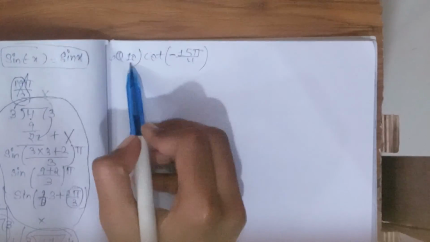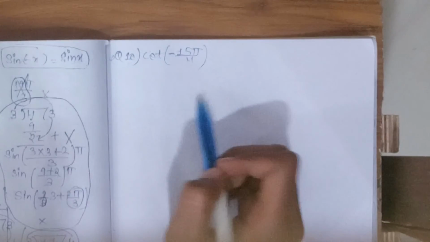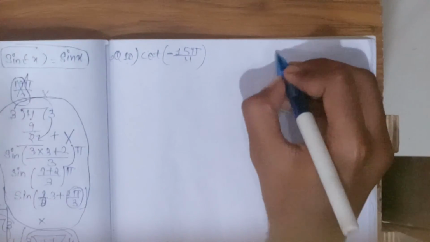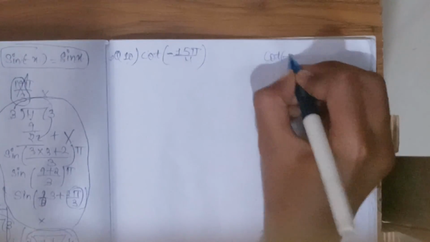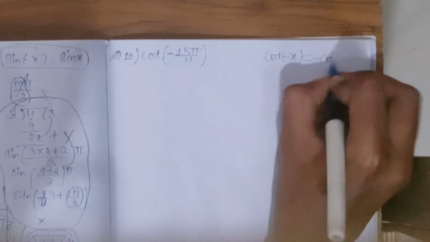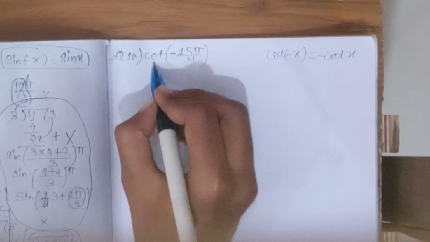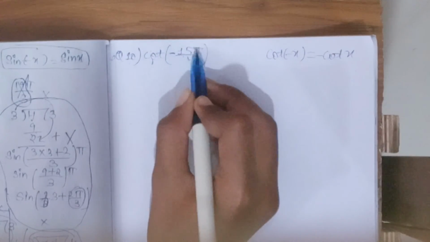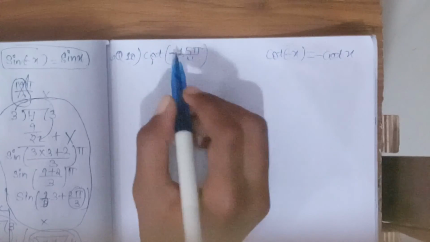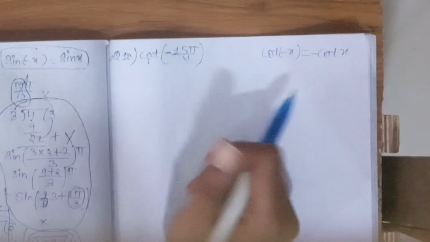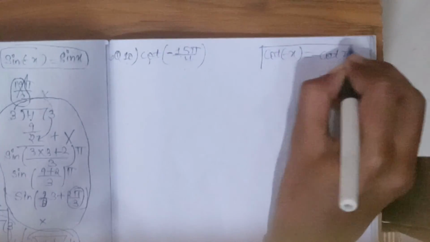So let's start the 10th question, that is cot of minus 15 pi by 4. As I said, one formula in that, cot of minus x is minus cot x. Only sine and secant are positive, all are negative. So in this question, what is there? Cot of minus 15 pi by 4, minus will remain the same.